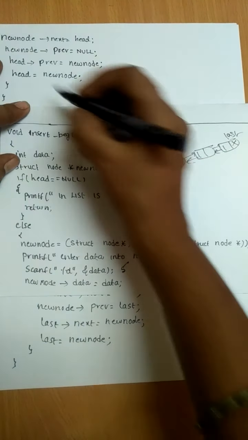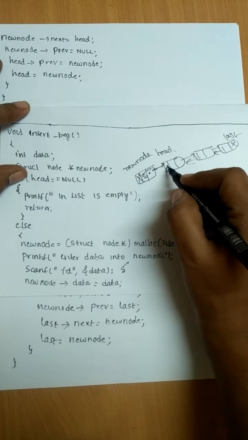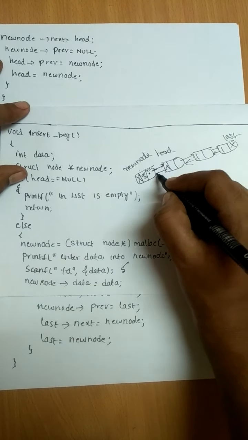Now previously in this head node previous, null is there, but now we have to store the new node address. So head of previous equal to new node, and we have to move head to here. So head equal to new node and function closing. Okay, this is how to insert at the beginning.